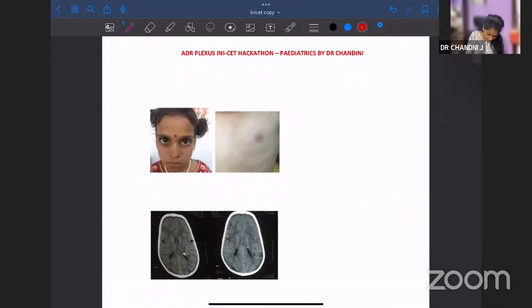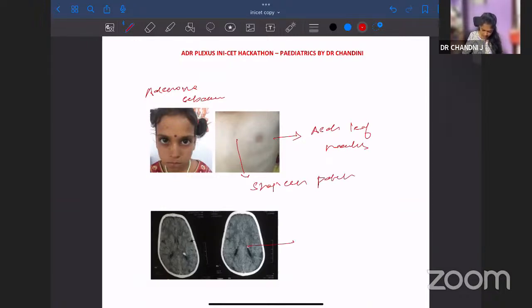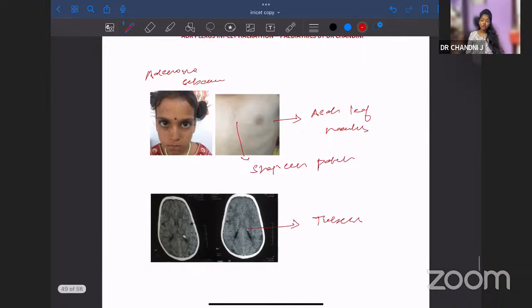Now, coming to this, what is this? You can see adenoma sebaceum, something on the nose. Then here you can see what? Ash leaf macules. And you can also see shagreen patch. In the CT, you can see cortical tubers. What is this? This is tuberous sclerosis.